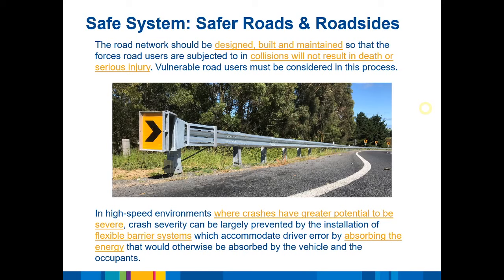So if you go from 50 kilometers an hour to 100 kilometers an hour, you have 4 times as much energy to dissipate. Greater potential, much greater potential for a severe crash in high speed. So we recognize that crash severity can be largely prevented by the installation of flexible barrier systems. So these accommodate the driver error by absorbing the energy.